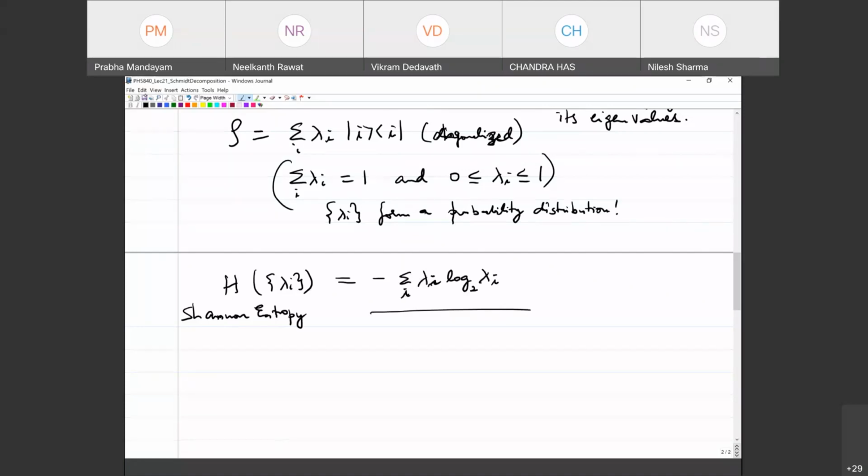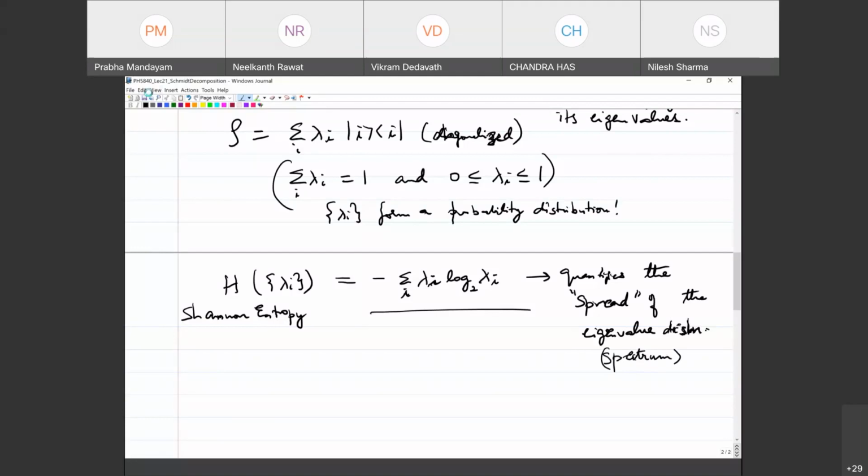And this, in some sense, quantifies what I call the spread of the probability distribution. In this case, it's the eigenvalue distribution. By eigenvalue distribution, I simply mean the probability distribution that is associated with the set of eigenvalues, right? So one can also think of this as quantifying the spread of the spectrum of this density matrix, right? So how does this help us?